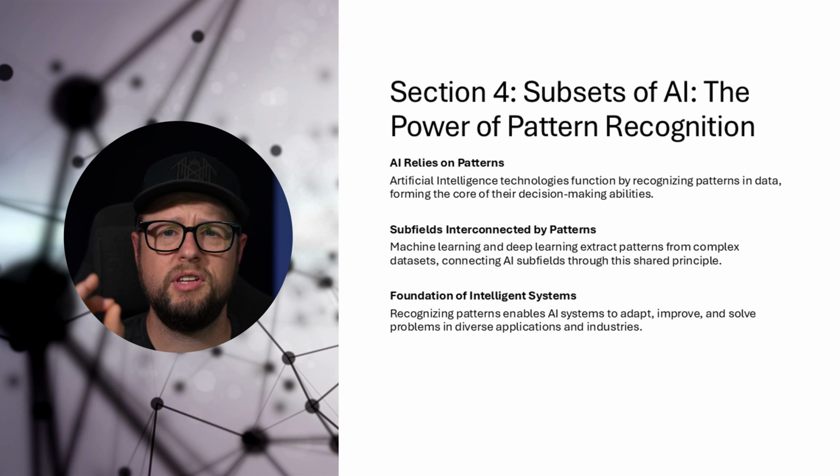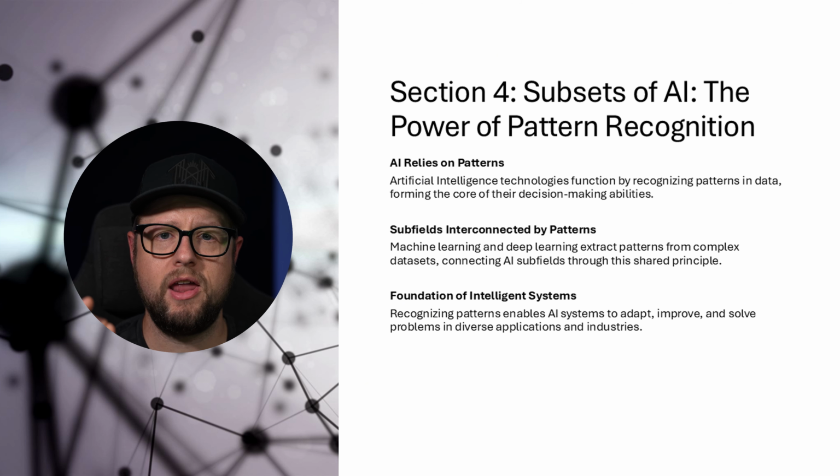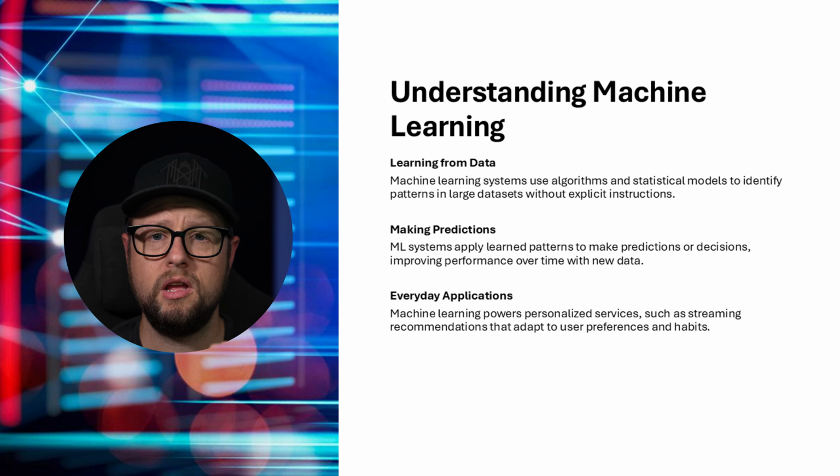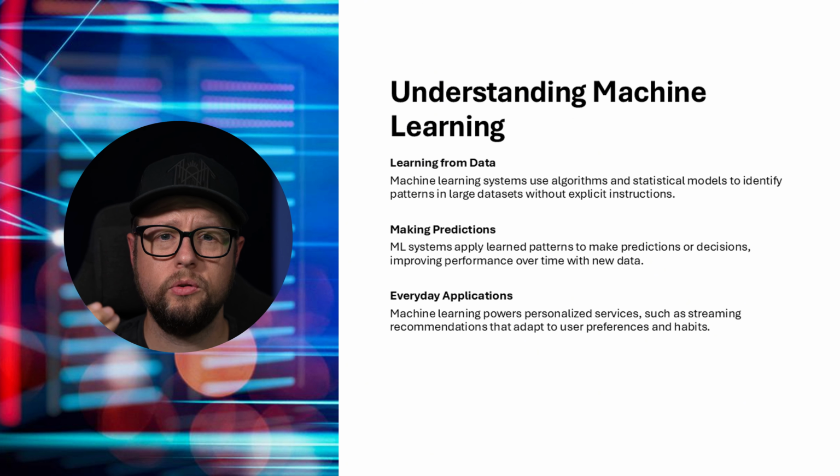Section 4. Subsets of AI, the power of pattern recognition. At its core, all subsets of AI are fundamentally about pattern recognition. Let's explore the distinct subfields that build upon each other. Starting with the broadest term, artificial intelligence itself serves as the umbrella for all the technologies we'll discuss. Machine learning, or ML, is a crucial subfield.